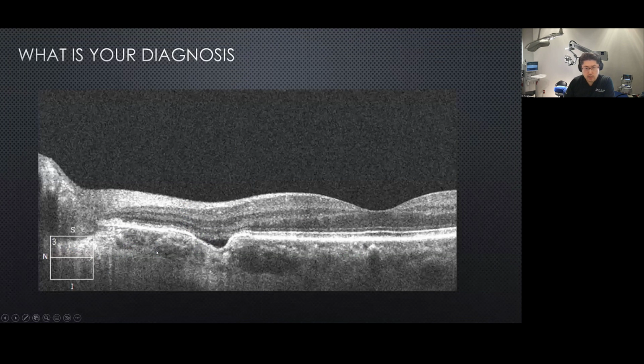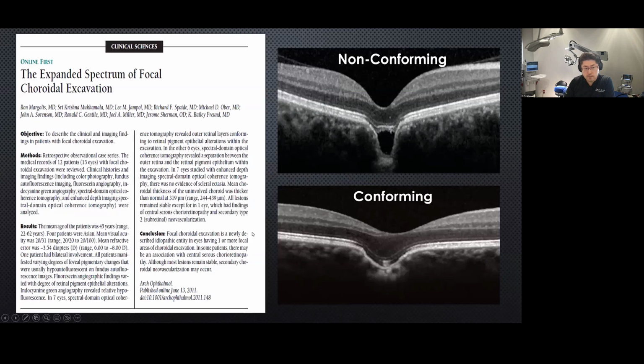So what can this be? Now, what is the diagnosis of this sort of outpouching of the RPE? And this is a condition called choroidal excavation. So we can see this excavation of the choroid leading to outpouching of the RPE.